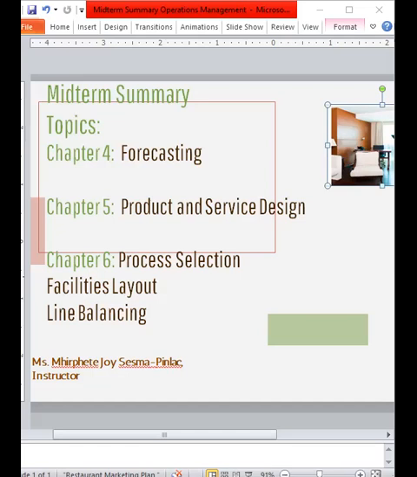When we say degree of newness, this is modification of an existing product and service, expansion, cloning of competitors' products and services, as well as introduction of new products and services.